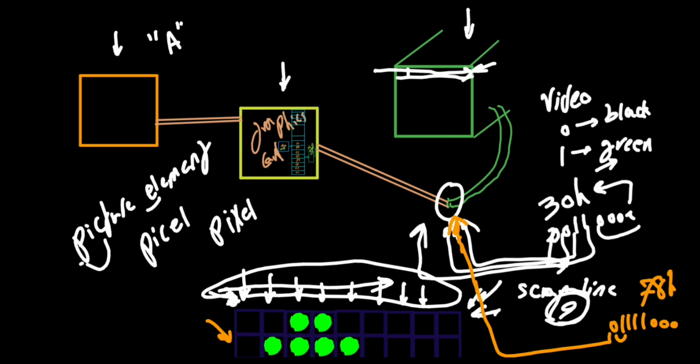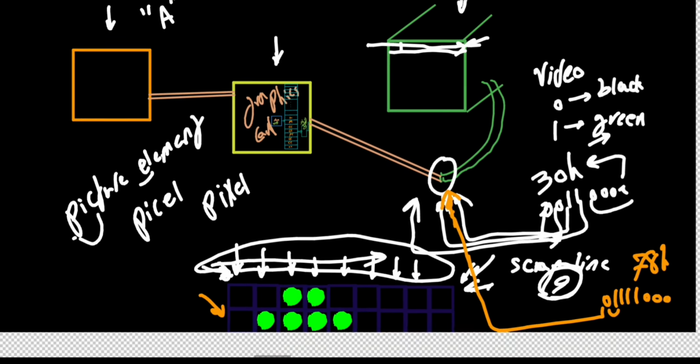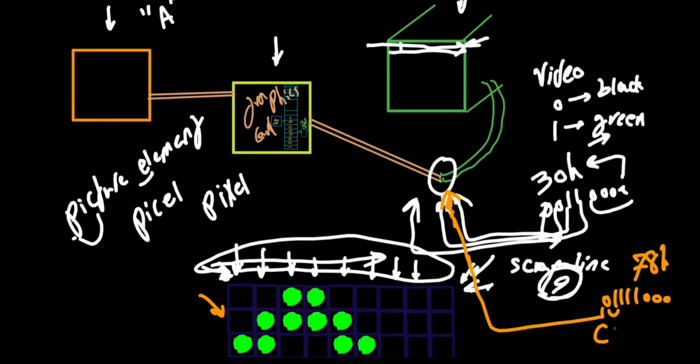After that, for the third scan line, the graphics card would create the value CC in hex, and CC in hex is equal to 1100 1100.